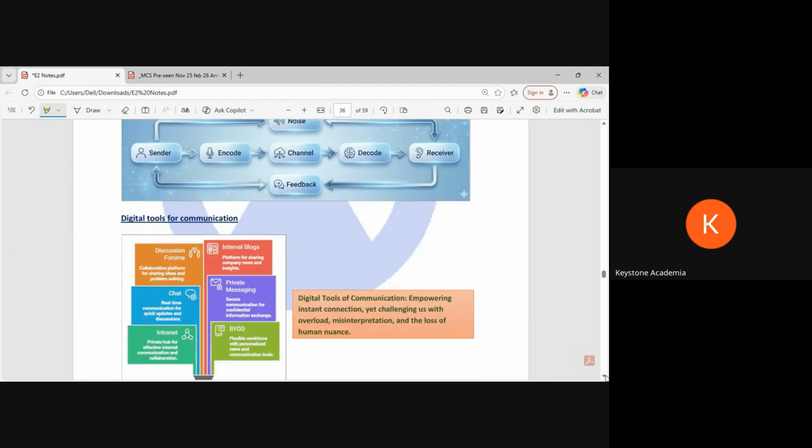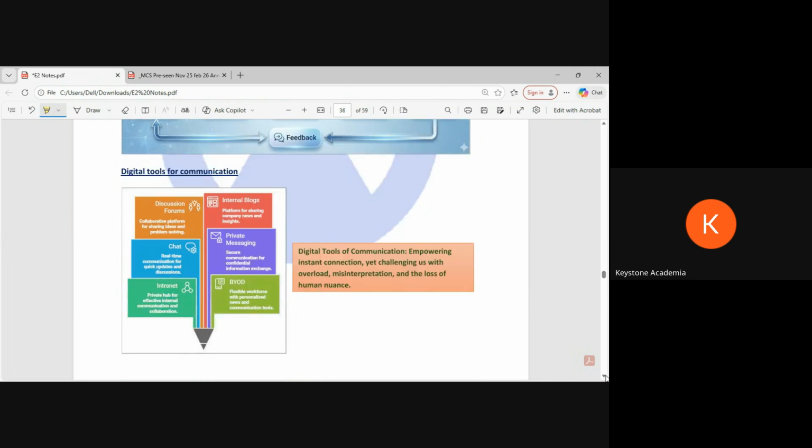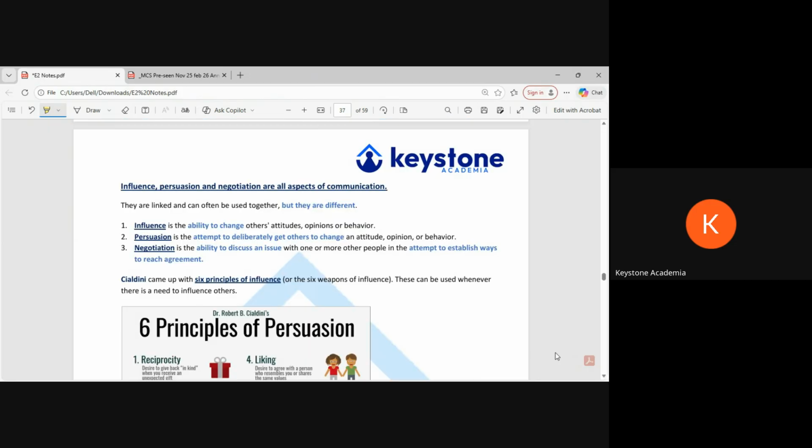Then digital tools of communication. We talk about discussion forums, internal blogs, private messaging, chats, intranet, bring your own device. All of this can be part of a company. Influence, persuasion, and negotiation are all aspects of communication. Influencing others: we are living in a world where influencers have so much of the population behind them.